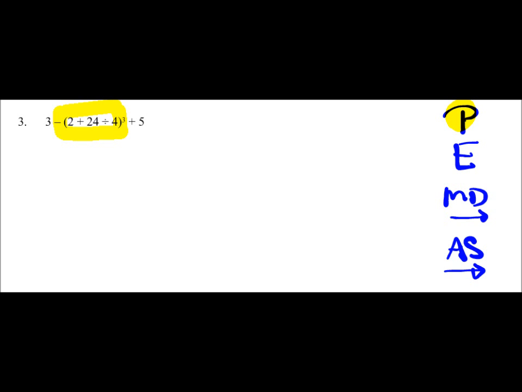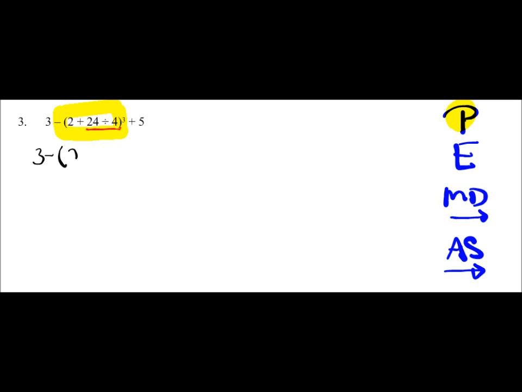Inside the parentheses, do I have any exponents? No, not inside. There's one outside, but we're not dealing with outside yet. Multiplication and division. Is there any multiplication and division inside of that set of parentheses? Yes, there is. Right here, 24 divided by 4. So that'll be the first thing that we do inside of the parentheses. Everything else just gets copied down.